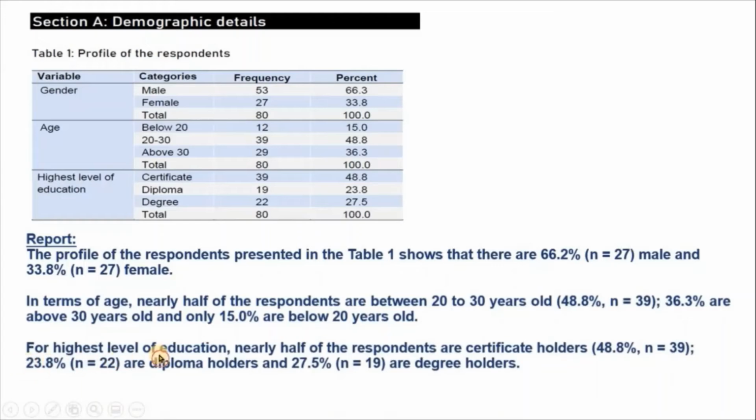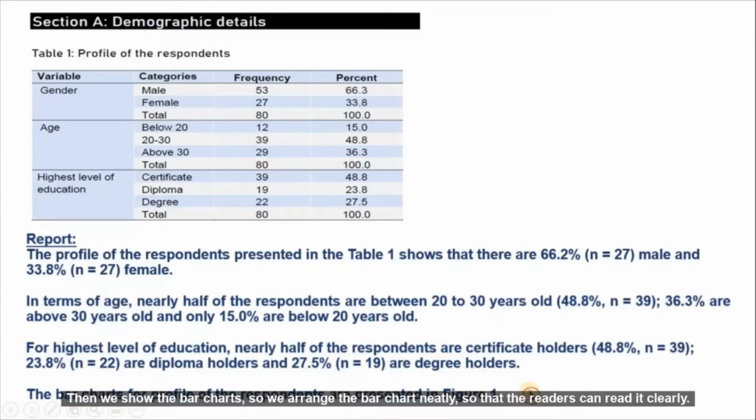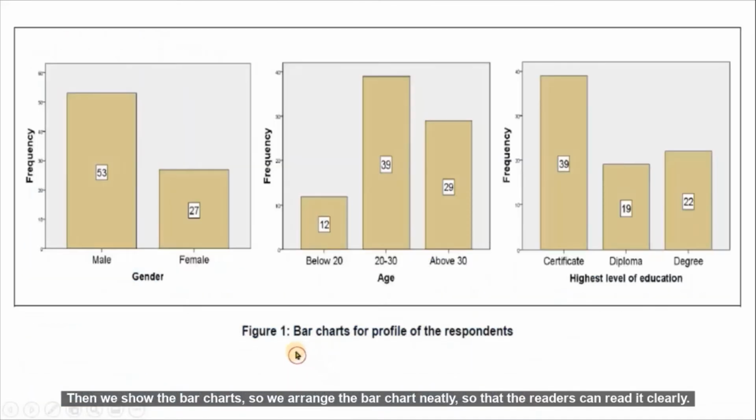For highest level of education, nearly half of the respondents are certificate holders, which is 48.8%. Besides that, 23.8% are diploma holders and 27.5% are degree holders. The bar charts for the profile of the respondent are presented in figure 1. Then we show the bar chart.